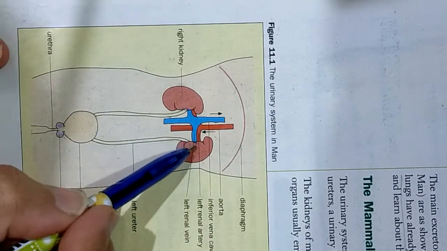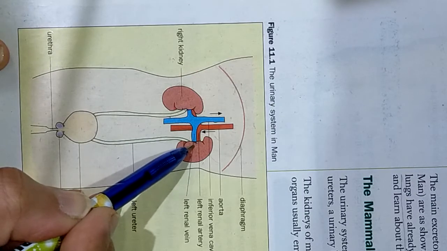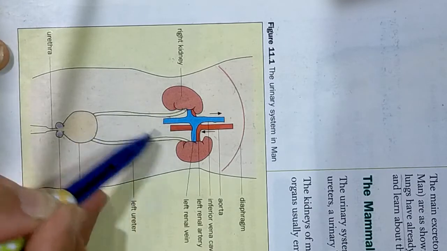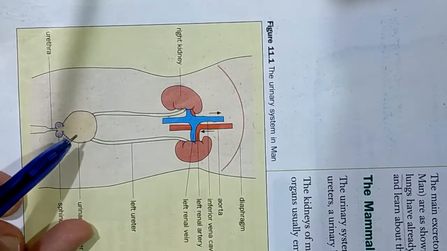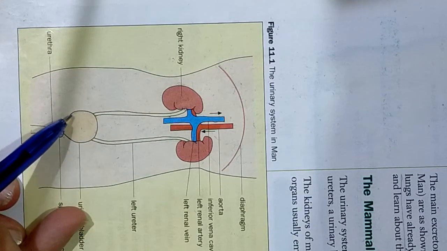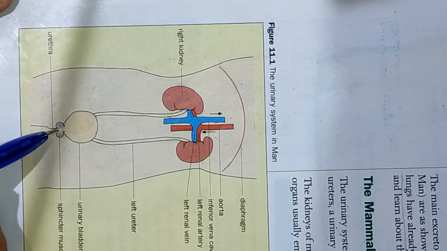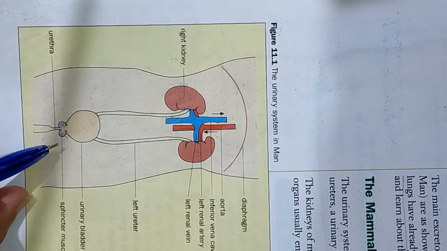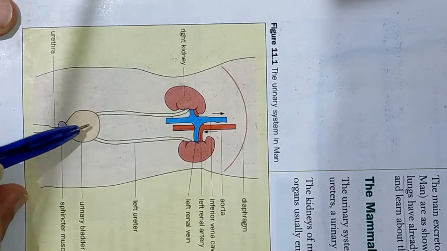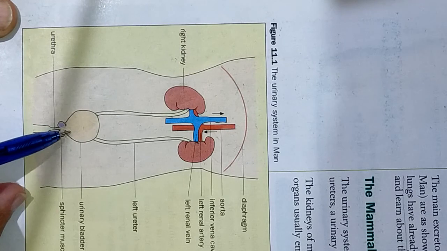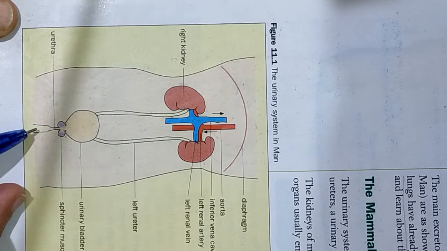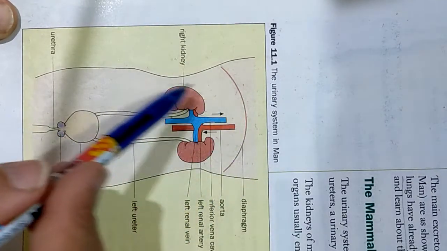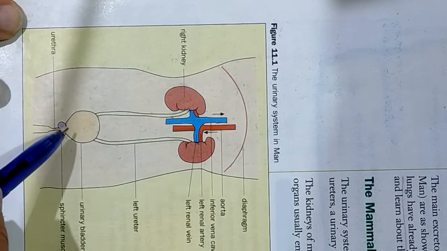On the same place of the hilus, you can see a ureter. It originates from this area, and these ureters lead to the urinary bladder, and in this bladder urine will be stored for some period of time. And here you can see sphincter muscles, which in the contracted position will hold the urine in the bladder, and after some time when they relax, urine will go into the urethra and be removed out of the body. So this is the structure of the mammalian urinary system.